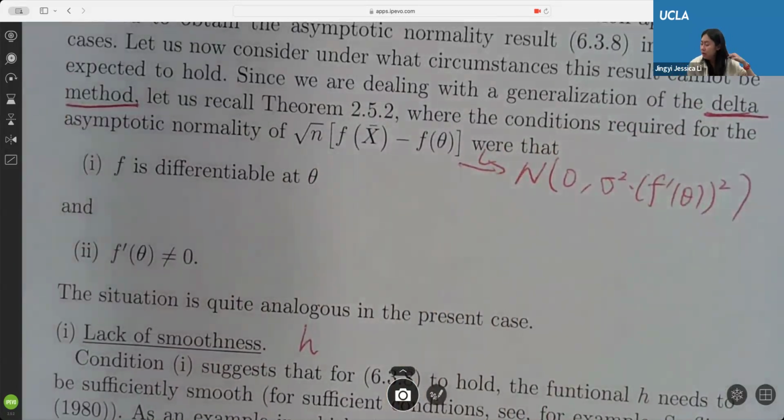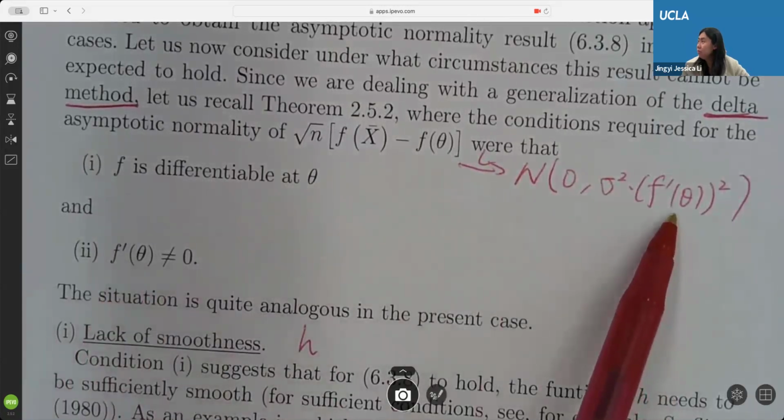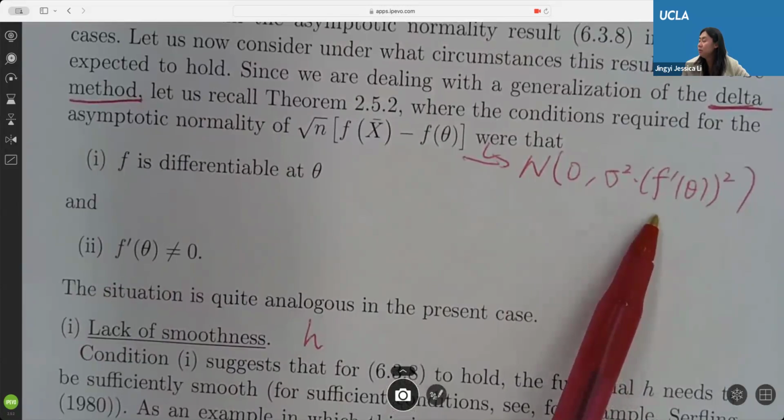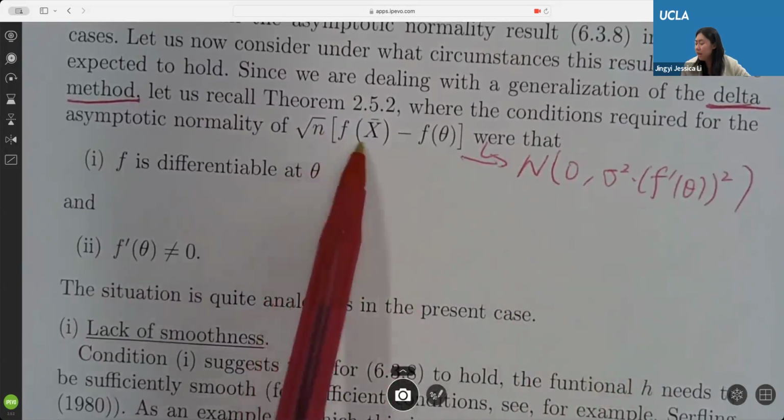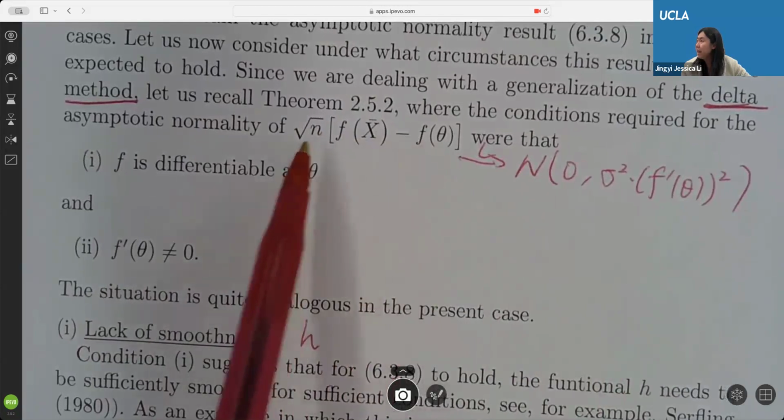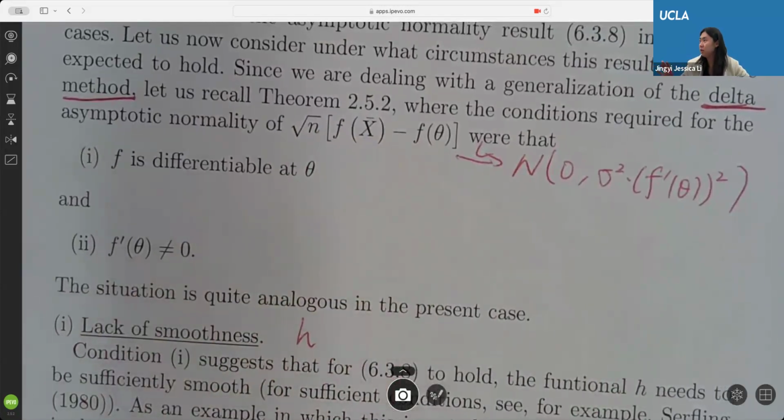You just take the first derivative at theta and square it to basically rescale your asymptotic variance. That's just a transformation of the central limit theorem result based on Taylor expansion. But to have the Taylor expansion work, you need F differentiable, right? Smooth enough for Taylor expansion to work at theta, this true value of our interest. Second, this cannot be 0. Because if this is 0, then you will have a 0 asymptotic variance. It means that just scaling this error difference by root n is not enough. It's still going down to 0 too fast.